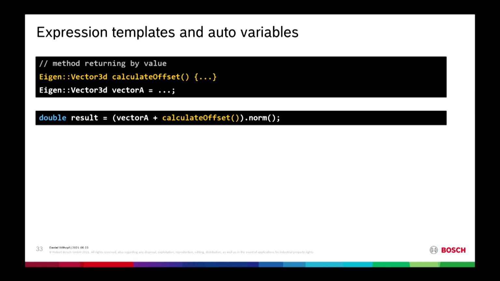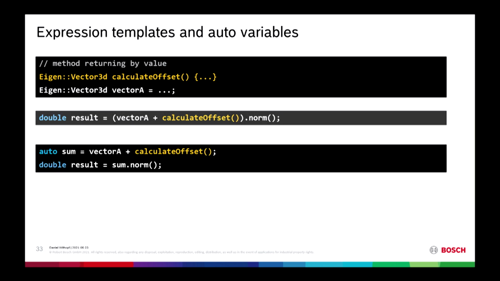Everything is fine. But now I can change one small thing that makes this invalid code. Oh, sorry, I shouldn't tell what it does yet. So first of all, let's see how I can break it. When I pull that apart and first create an auto variable sum that stores the result of the addition of vectorA plus the result of calculateOffset, and then on the next code line, I call the norm method, then we have a bug here.